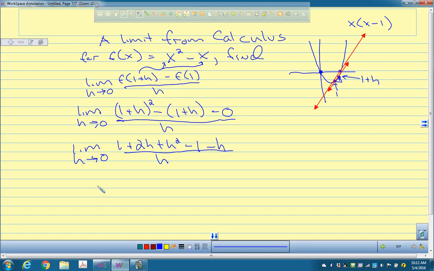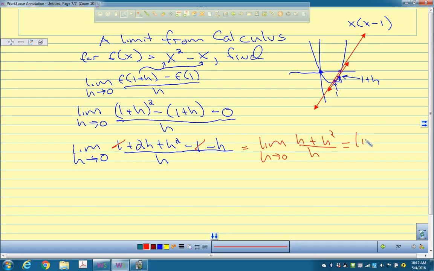Yeah? Okay? What can I cancel out? What goes away up here? I could cancel out a 1, right? I can't cancel out too much more yet. But that's equal to the limit as h goes to 0 of 2h minus h, which is h, plus h squared, divided by h. Now what? What could I cancel out from the top and the bottom? H goes in here, h goes also in here.